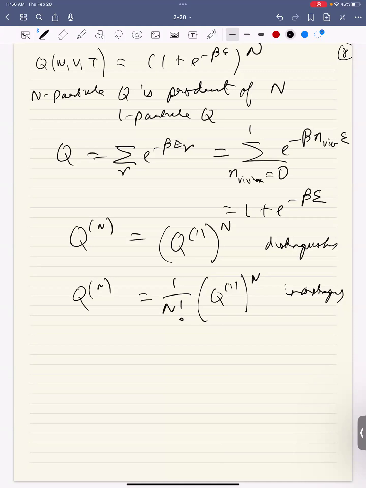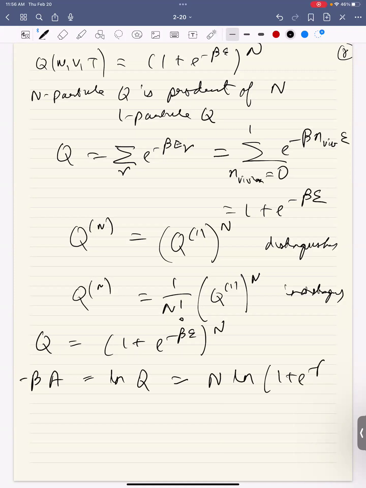So let's stick with our Q now. We have Q is equal to (1 plus e to the power minus beta epsilon) to the power n. What is the connection between Q and thermodynamics? It's the Helmholtz free energy, right? So minus beta A is equal to ln of Q. What is ln of Q? That is n ln(1 plus e to the power minus beta epsilon). We have our Helmholtz free energy for this.